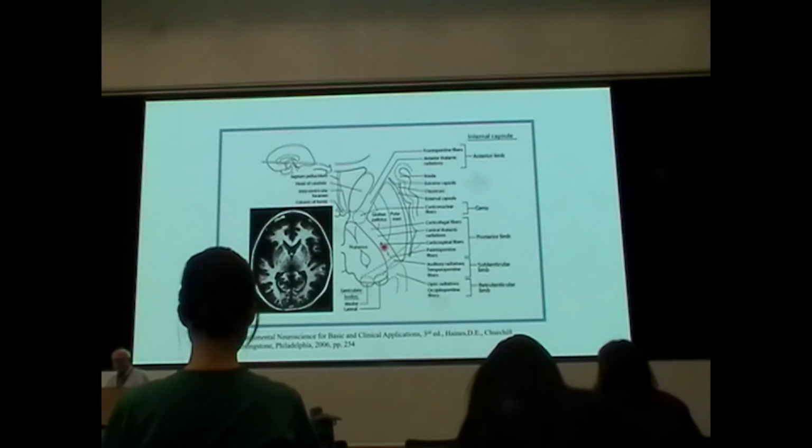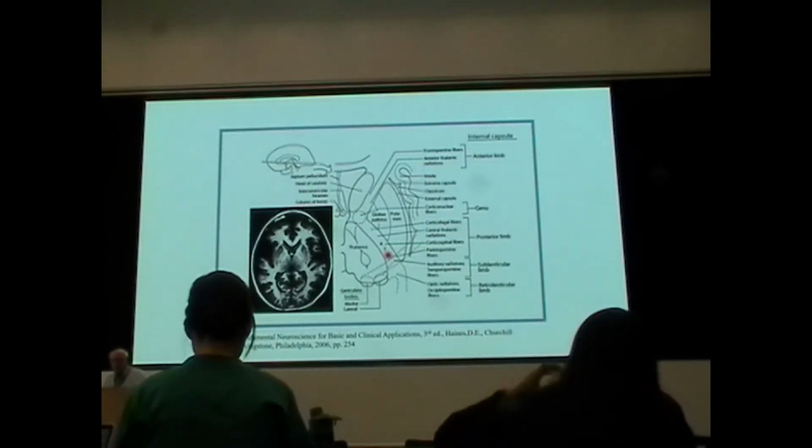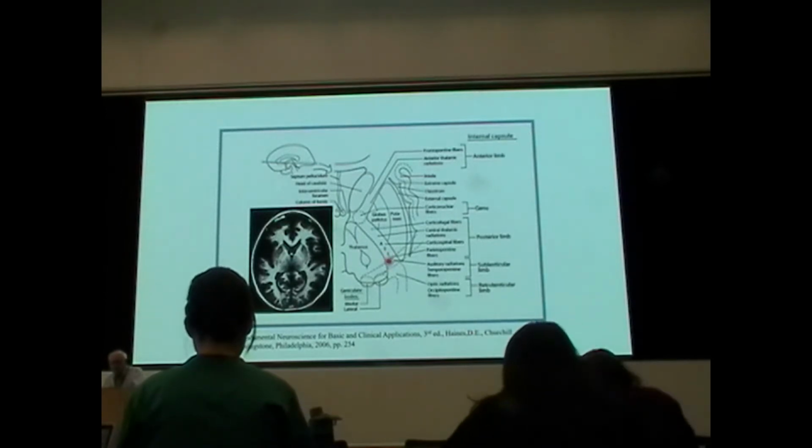Now here is the face, that's the anterior portion of the body. This is trunk, this is arm, and trunk, and leg. These are so metaphorically arranged in relationship. So this is the internal capsule.